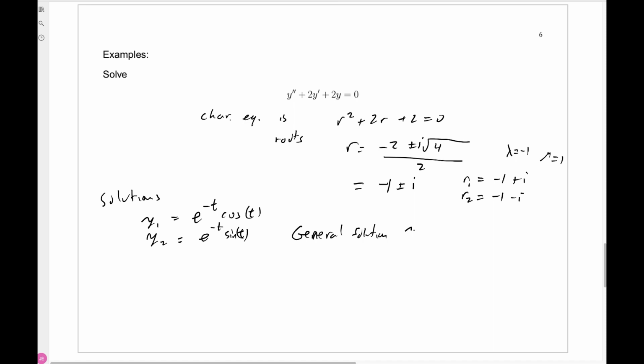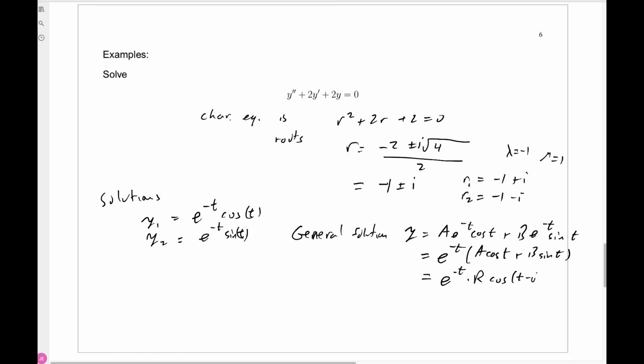The general solution is y equals a e to the minus t cosine t plus b e to the minus t sine t, which we can write as e to the minus t times a cosine t plus b sine t. And just as before, we could write this as e to the minus t times r cosine of t minus delta, where again here r is equal to the square root of a squared plus b squared, and tangent of delta is b over a.